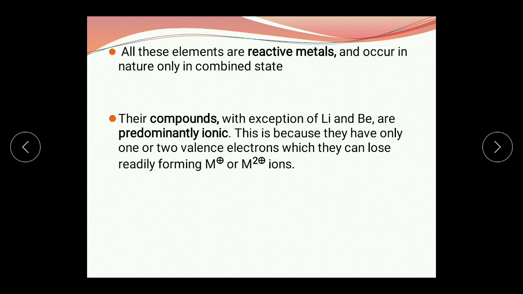So, S block elements particularly form M+ or M2+ ions because they have either 1 or 2 electrons in the last orbital. That means alkali metals all have the general electronic configuration ns1, so there is only 1 electron in the outermost shell, while alkaline earth metals, the second group elements, have the general outer electronic configuration ns2. That means they have 2 electrons in the outermost shell.